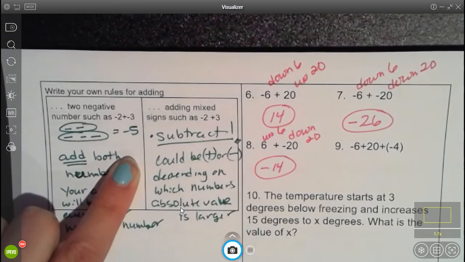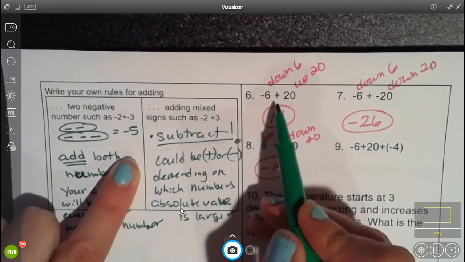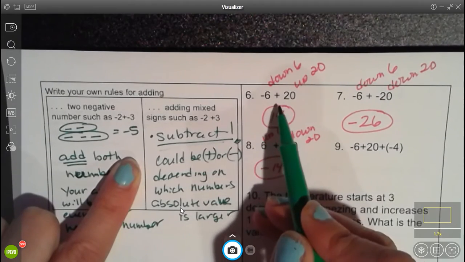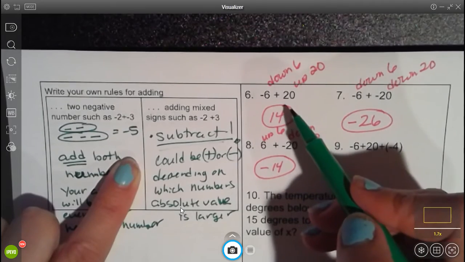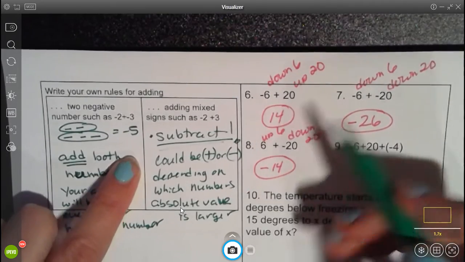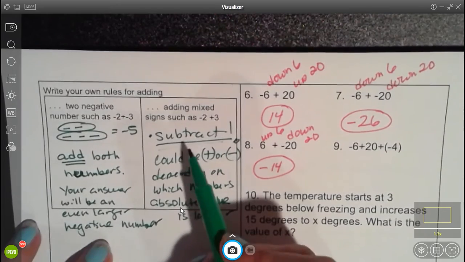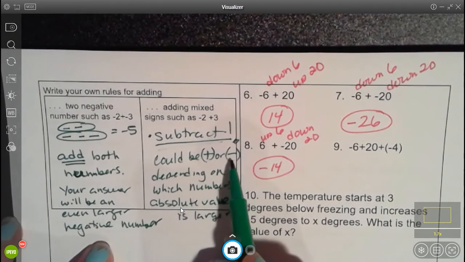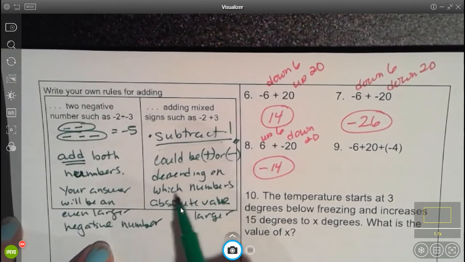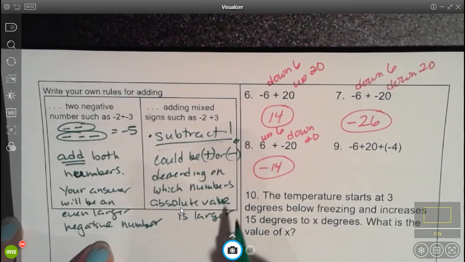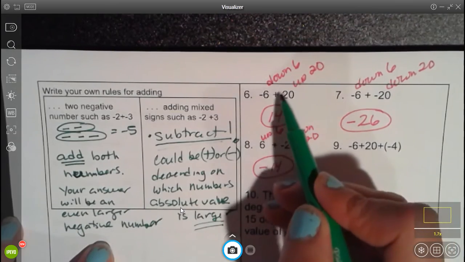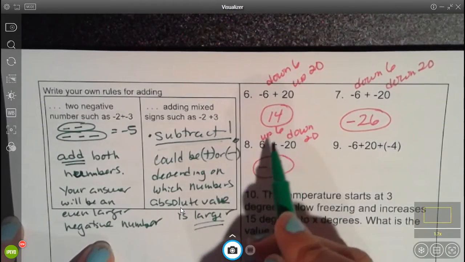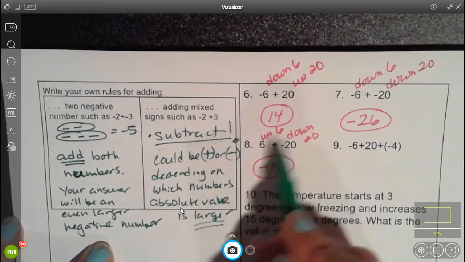Let me read that to you. You need to subtract on these problems. Don't look at the middle sign. It's no longer going to work. You have to think of the magnitude of the numbers and the direction that they're going. If they are going in opposite directions, you're going to have this canceling out, which is subtraction. It could be a positive or negative for your answer, depending on which number's absolute value is larger. Okay, this one, the larger absolute value is the 20. Here, the larger absolute value is the negative 20.